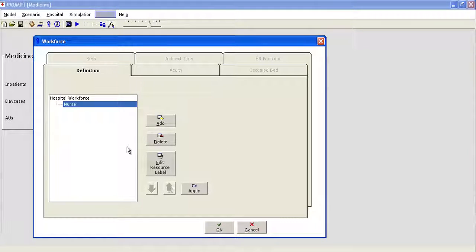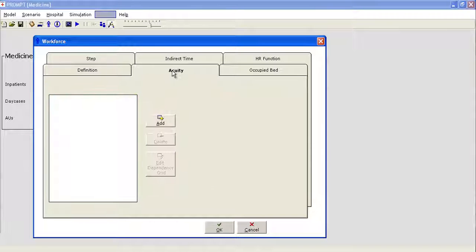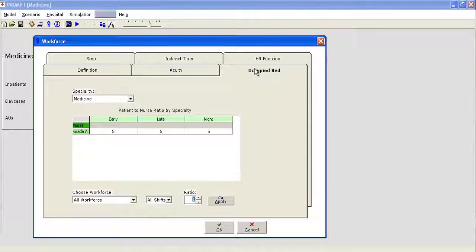I can explore any workforce. And within nurse, I'm just going to have one grade of nurse, a grade A nurse. Again, this is just a label, and I can have any number I like. I'm going to apply that. In terms of working out the workforce relationships between beds and staff, there are two main methods in use. The acuity method, which is a bit more complex, reflects how the dependency of workforce changes over time as a patient recovers. But a more simple method, which I'm just going to show for the purposes of this demonstration, is the occupied bed method, which is a simple ratio of care.